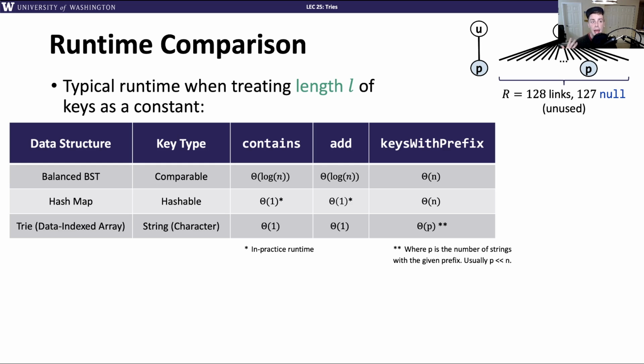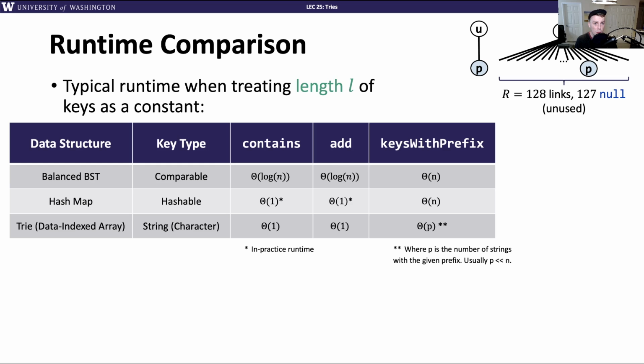Finding all the keys that start with a particular prefix, both our balanced binary search tree and our hash map would have to scan over all of the keys because they're not organized for prefixes. And our keys with prefix on our trie would be something like a theta of p operation, where p is the number of words that start with that prefix. Now, the reason is you're still going to have to iterate over all of the words that kind of belong in that section of the tree. But in some sense, that's like a lower bound on what you need, right?